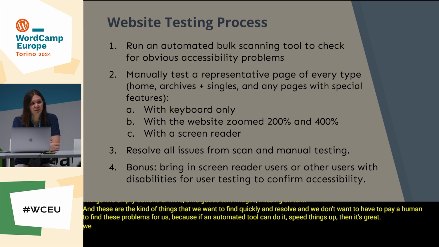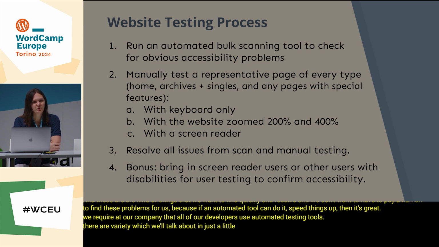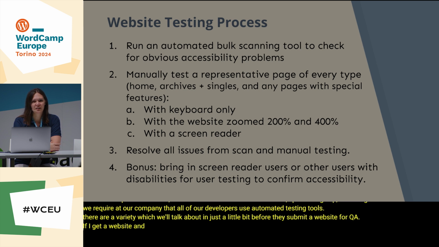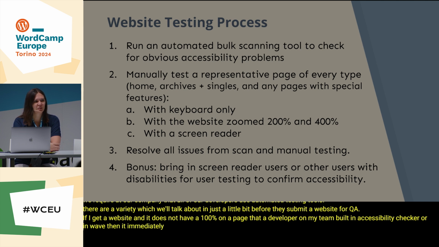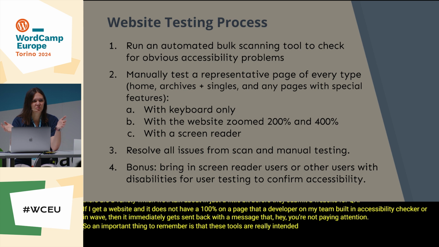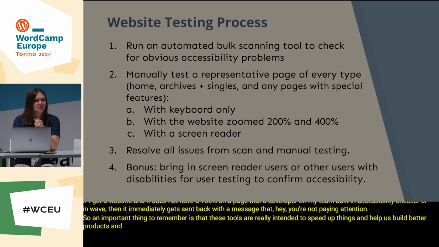We require at our company that all of our developers use automated testing tools. There are a variety, which we'll talk about in just a little bit, before they submit a website for QA. If I get a website and it does not have a 100% on a page that a developer on my team built in Accessibility Checker or in Wave, then it immediately gets sent back with a message that, hey, you're not paying attention. So an important thing to remember is that these tools are really intended to speed up things and help us build better products, and everyone should be using them no matter what their role is, and it's not just left for the QA person.